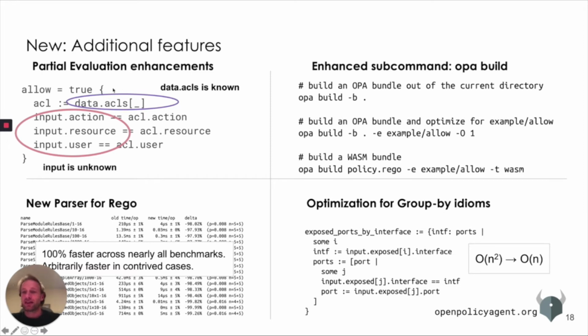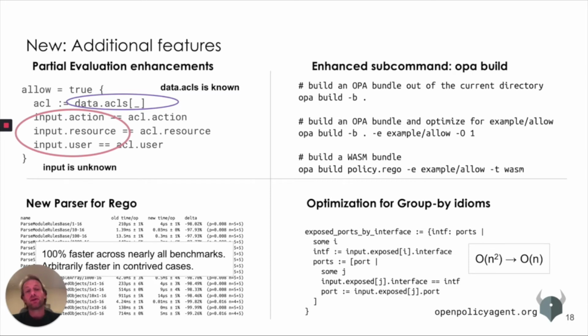Here in the upper left-hand corner, what you see is the purple here is indicating a portion of the policy that is known. So that portion of the policy has no dependencies on the input. And so with these new enhancements, OPA can go ahead and evaluate that entire section of the policy. And obviously, what it can't evaluate at the time it's compiled is anything that depends on input. And so that's that lighter circle there. That's pretty exciting. One of the byproducts of that is also an updated OPA build command.